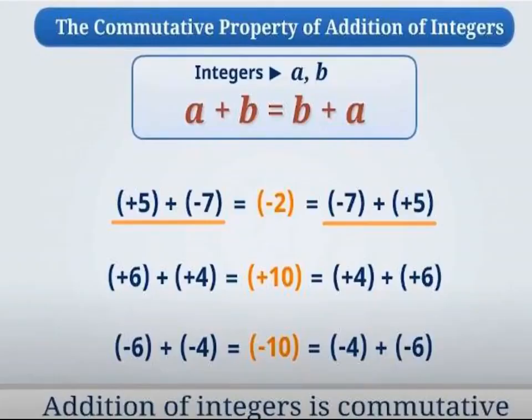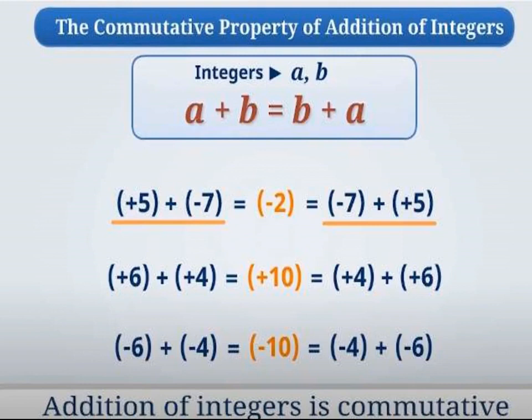Now we check whether integers follow the commutative property under addition or not. Integers follow the commutative property if there is one condition. What is that condition? If we take two integers a and b, a plus b equals b plus a. Means if you take any two integers, the sum of the two integers does not change when we change the order.